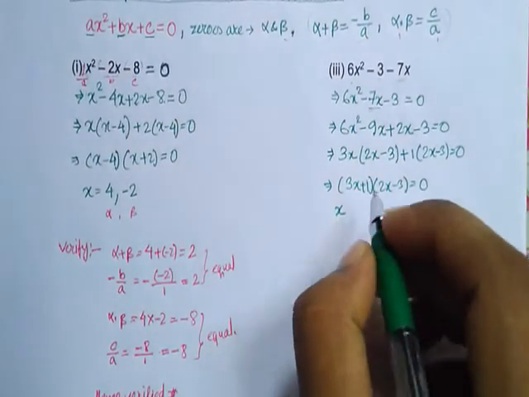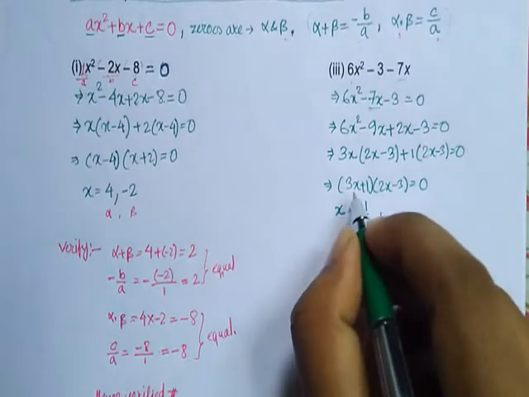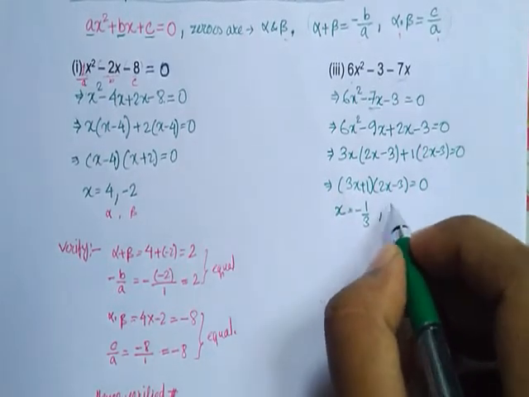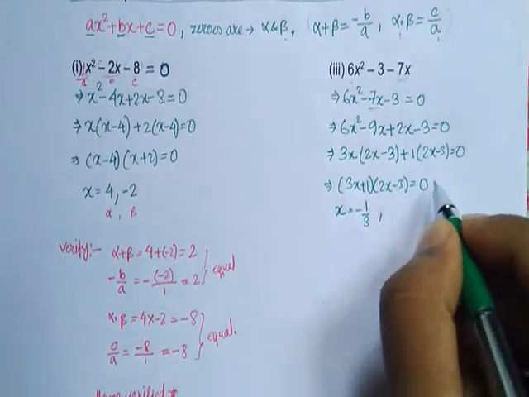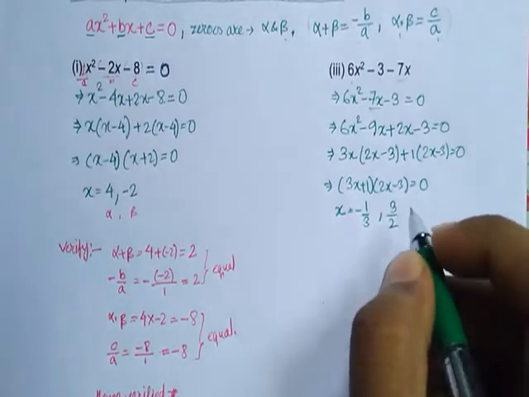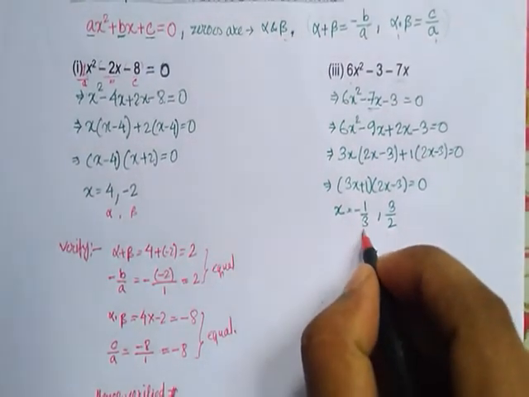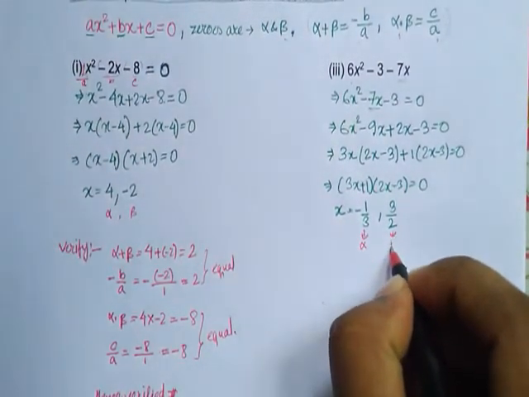We solve it to get x equal to minus 1 by 3 from the first part, and from the second part x equal to 3 by 2. Therefore the zeros are minus 1 by 3 and 3 by 2. We can refer to this as alpha, this as beta.